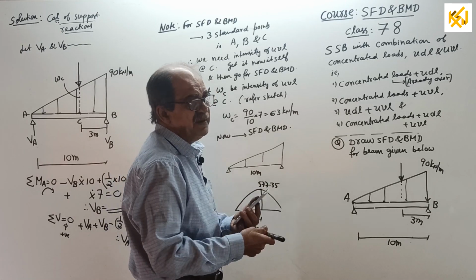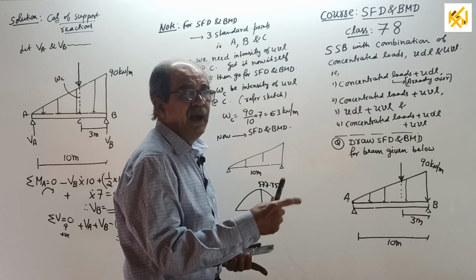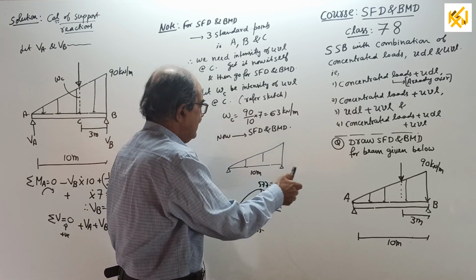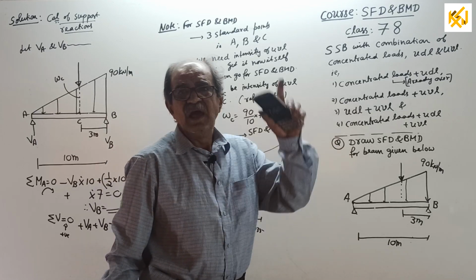577.35 is the maximum BM. It will take place slightly after the center. Why after center? Because the load is more on this side. If the same UVL is the other way, it will come to the left of center. This is all already over earlier.